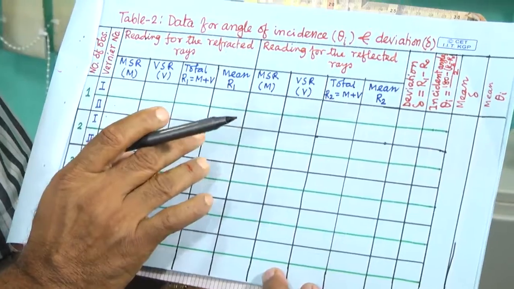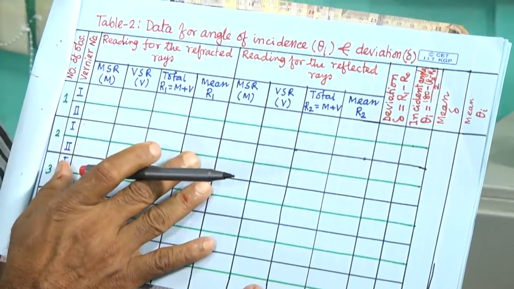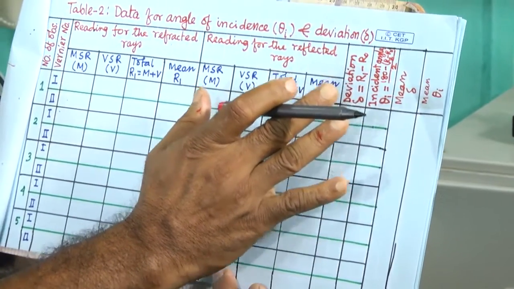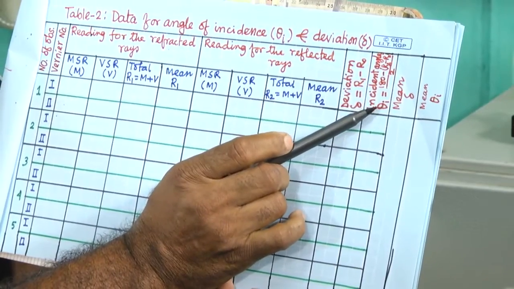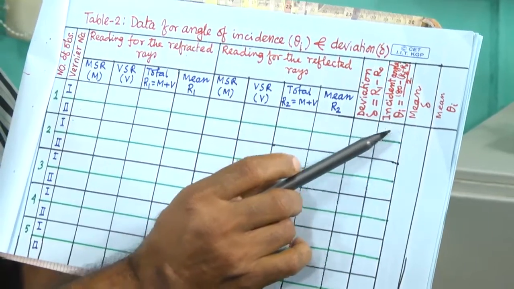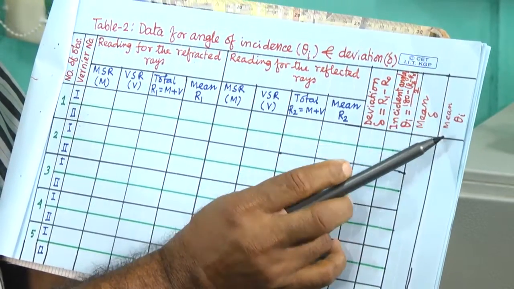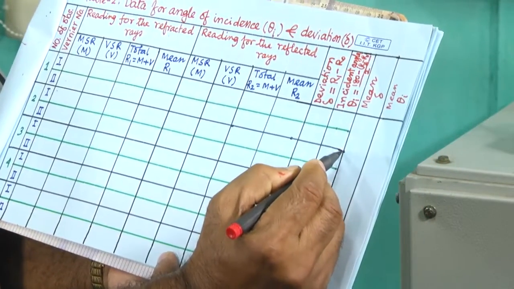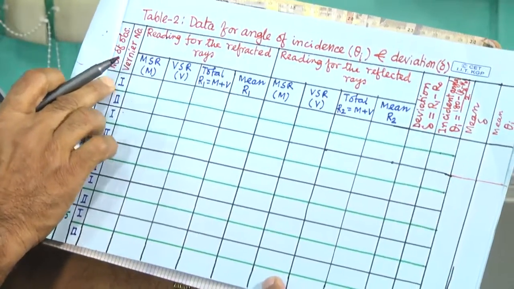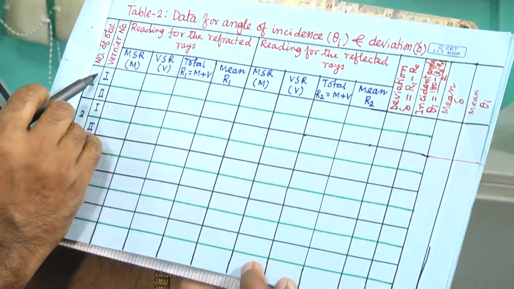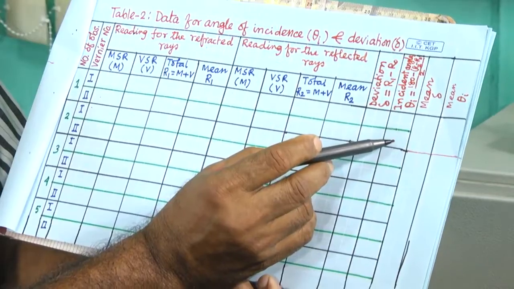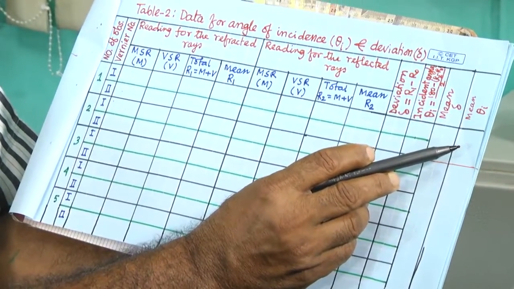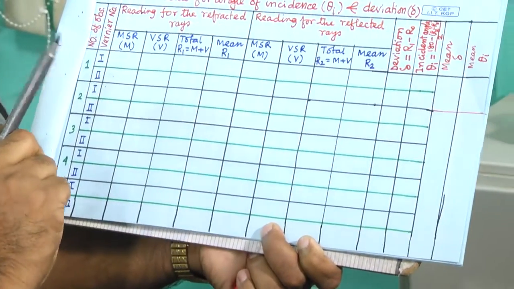So basically we have to take the reading for refracted rays and the reading for reflected rays. Then we can get the deviation for a particular incident angle. Then we will find out the mean deviation and mean theta I. So for a particular angle, this is the angle, and this is the deviation, the mean deviation and the mean theta I.